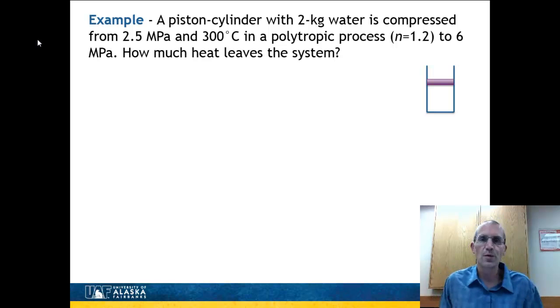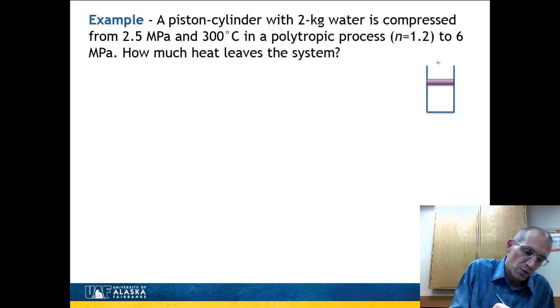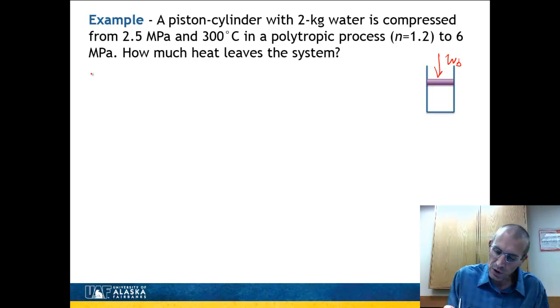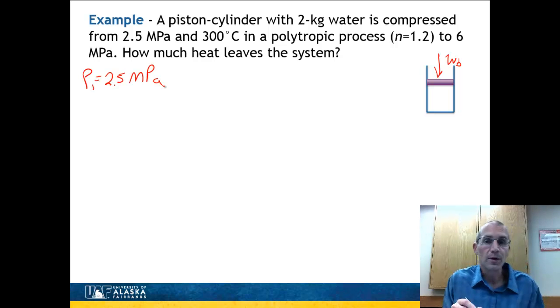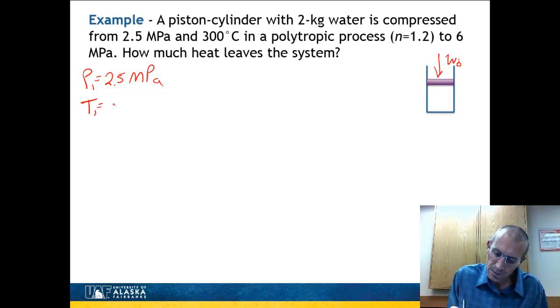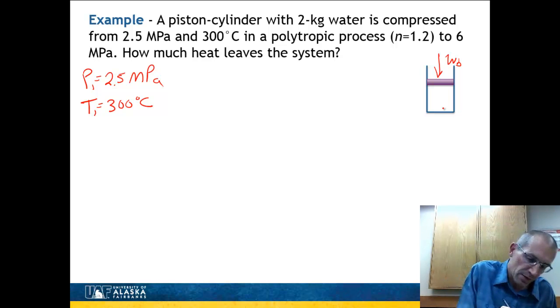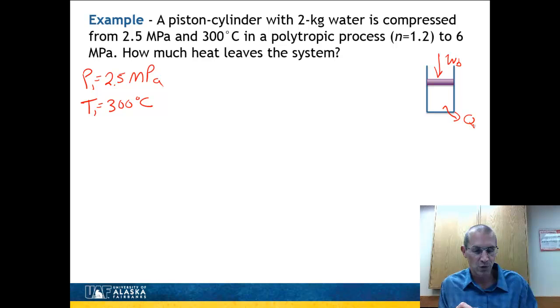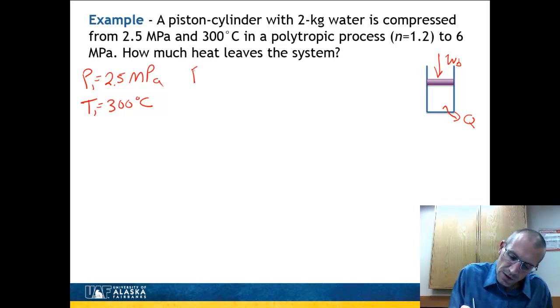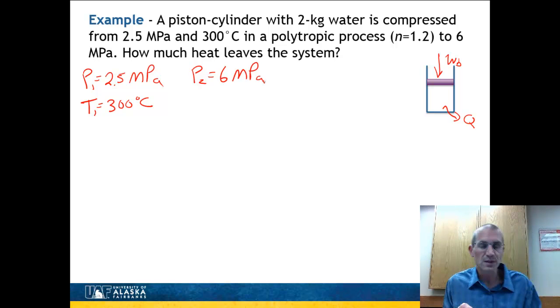Okay, so this time let's do another problem. It's related, but just a little bit different. I again have a piston cylinder device with 2 kilograms of water. This time it's compressed. So this time I have boundary work going in. I'm given the initial pressure of 2.5 megapascals. I'm given the initial temperature of 300 degrees Celsius. It's a polytropic process, which means I have some heat transfer occurring, some Q, it's leaving, and the final pressure is 6 megapascals. P2 is 6 megapascals, and I'm asked to find how much heat's leaving.